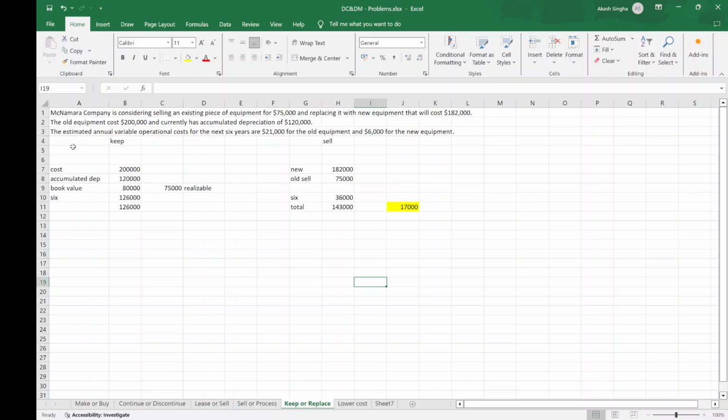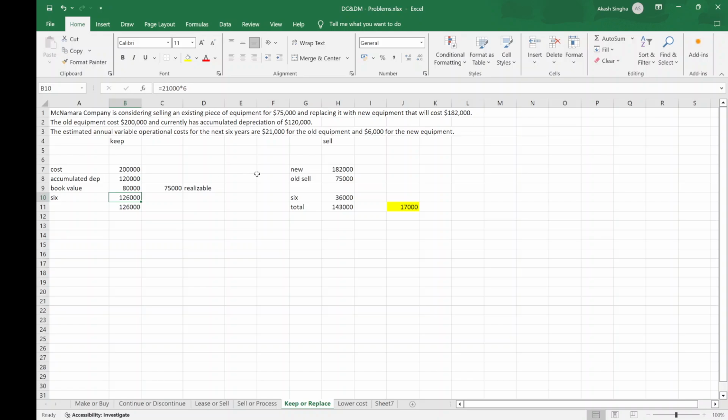Okay, if we keep it, the cost was 2 lakh. Accumulated depreciation is 1,20,000. So current book value is 80,000, and which we can sell at 75,000, right? And operational cost for the next 6 years is 21,000. So total is 126,000.